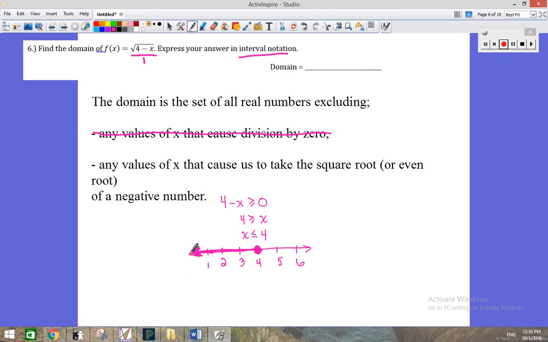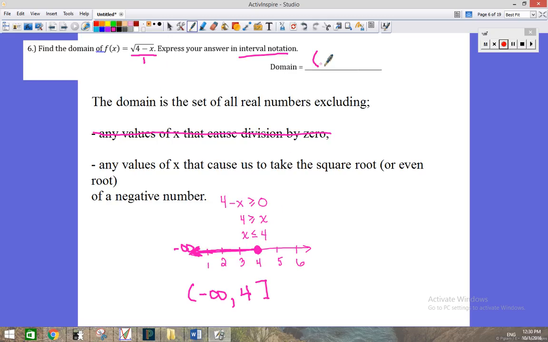interval notation. This arrow being shaded is negative infinity all the way up to 4 and including 4. So that makes sense, because if I plugged in 5 or 6, like 4 minus 5 is a negative number, and I can't do that, but 4 minus 3 is positive, 4 minus 2 is positive, and so 4 minus 4 is 0, and I can take the square root of 0.